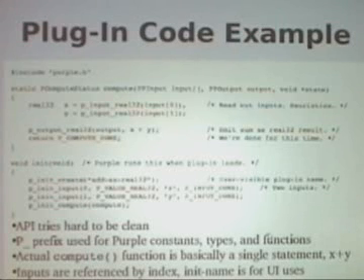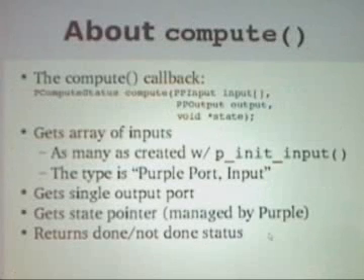It simply reads off the inputs using these calls, and then immediately sets the output to the sum and tells Purple that I'm done. And that's basically it for a simple plugin.